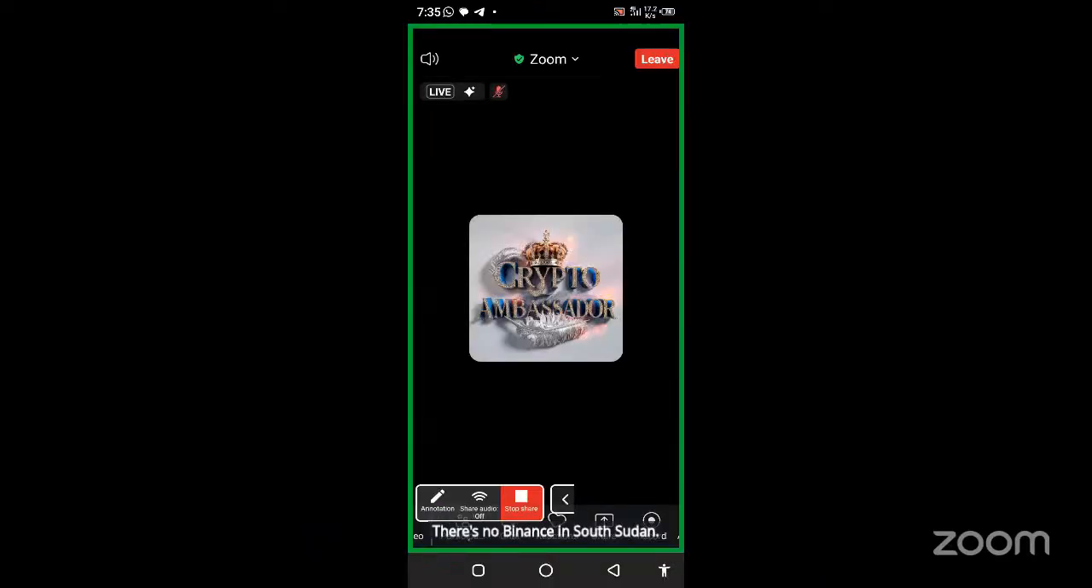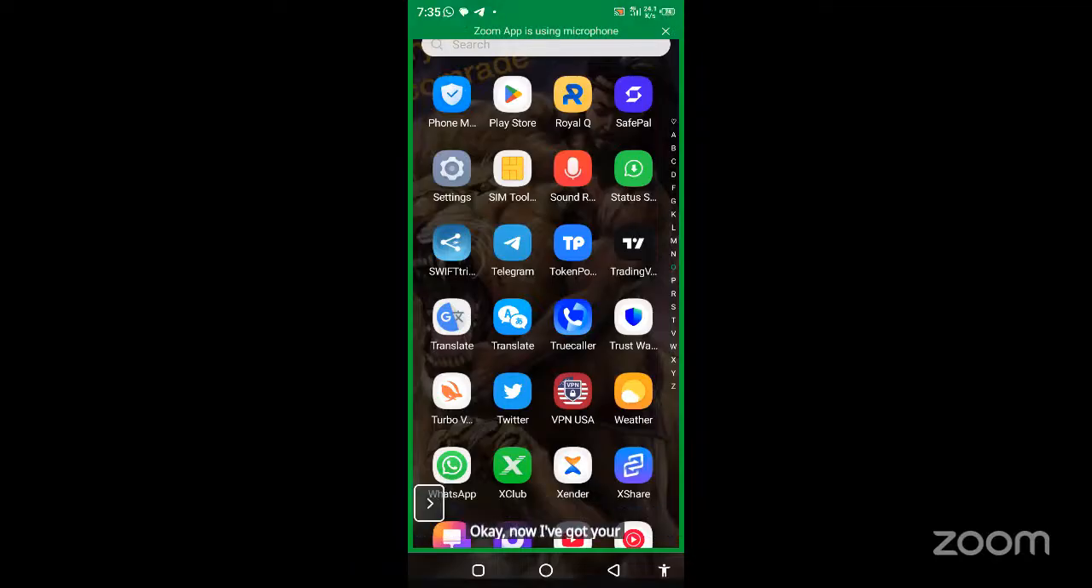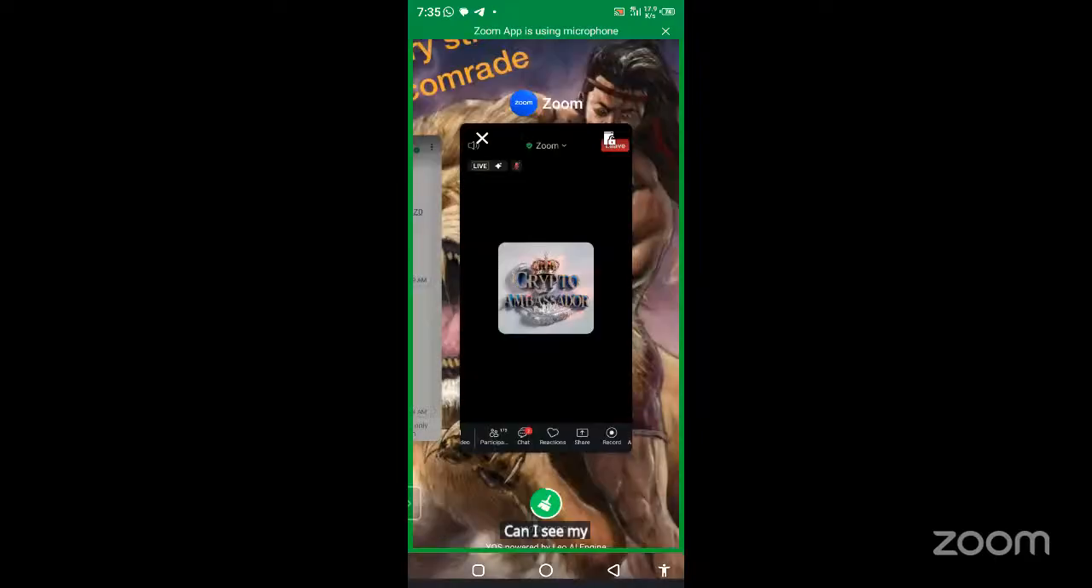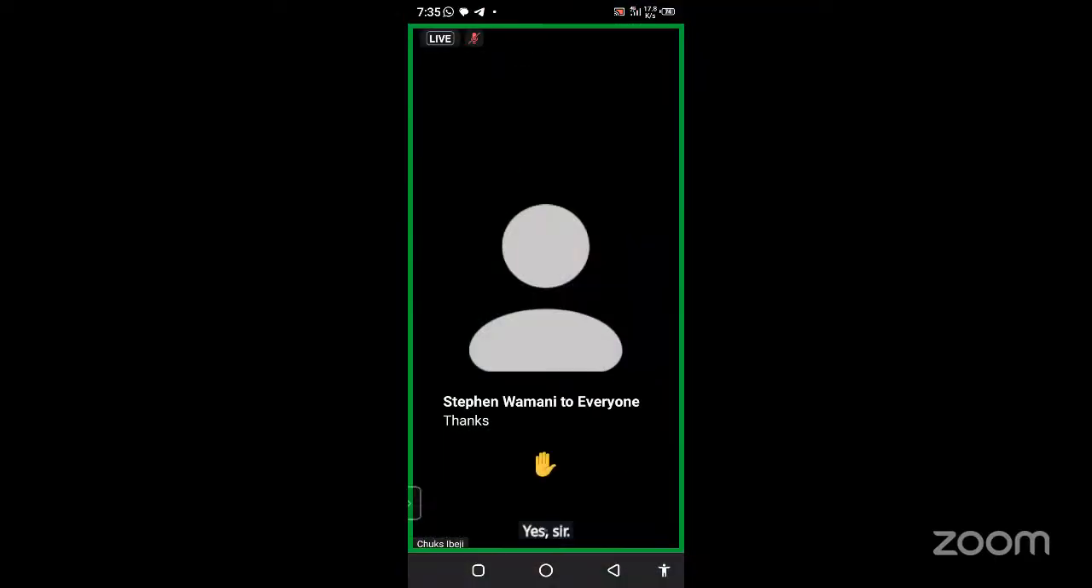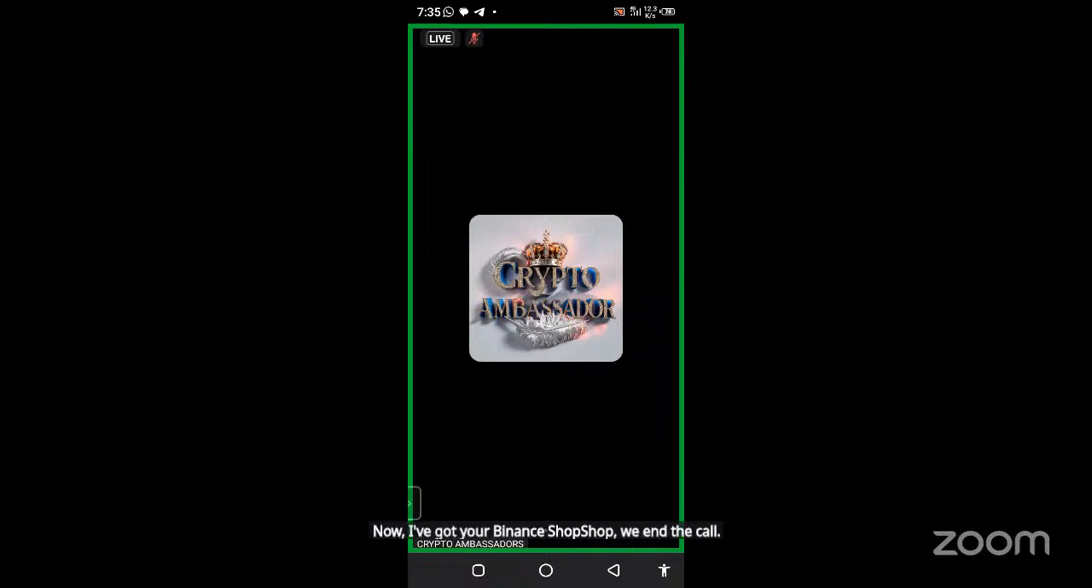Can you see my screen? Not yet. Anyone from South Africa to share which network they use for P2P on Binance? There's no Binance in South Sudan. They send money to Uganda. That's how they buy. Okay, now go to your Binance account. Can you see my screen? Yes, sir. Now go to your Binance. We end the call.